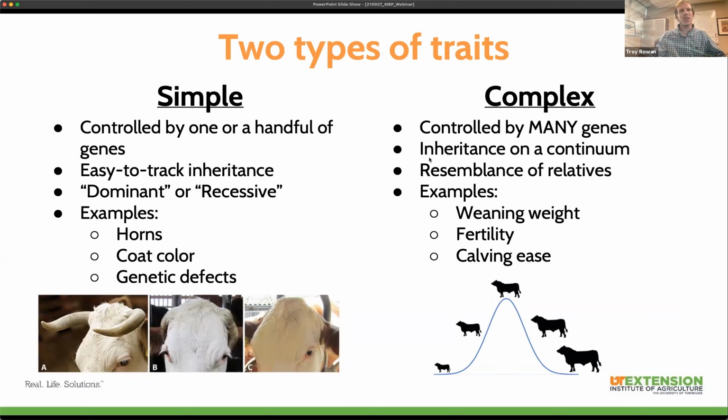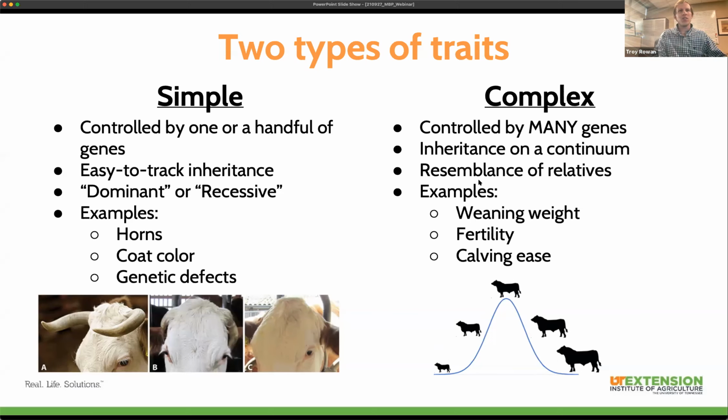And inheritance is going to occur on a continuum, right? So we talk a lot about these bell-shaped curves in genetics, and this is really what these complex traits look like. We have lots of animals that are average. We have a few animals that are intermediate on either side, and just a handful of animals that are on the extreme ends of this phenotypic distribution.